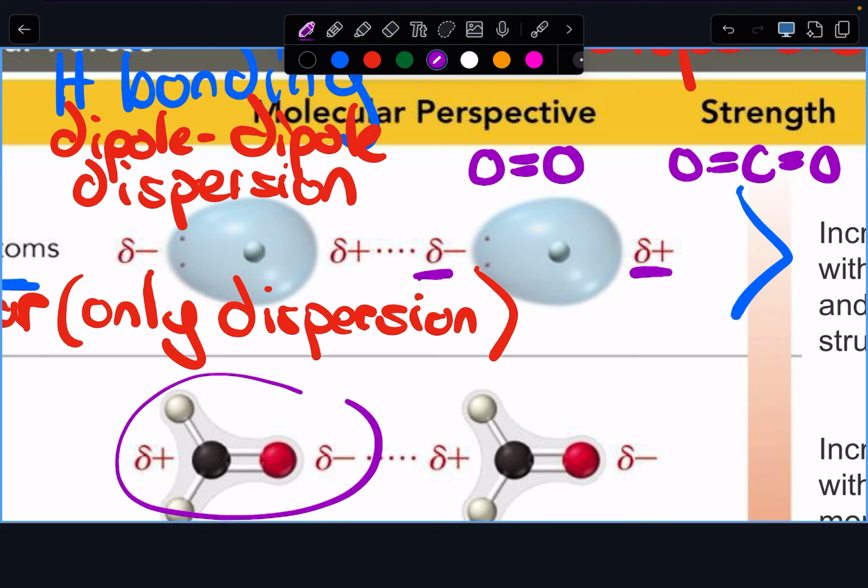Think of a magnet. If you have a piece of metal, it just sits there, right? But if you bring a magnet a little bit close, it's going to change the behavior of that piece of metal. It's the same thing here. When it's by itself, there's no difference in charge. When you bring some other thing next to it, it starts to have an effect on it. So these are relatively weak because these are relatively small partial charges.